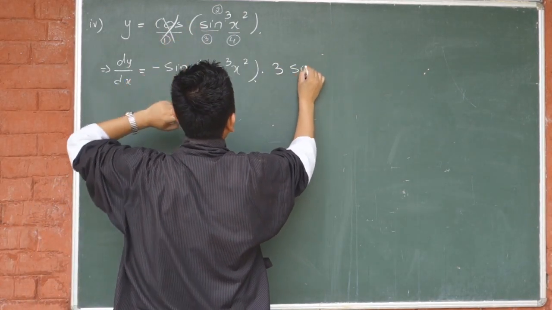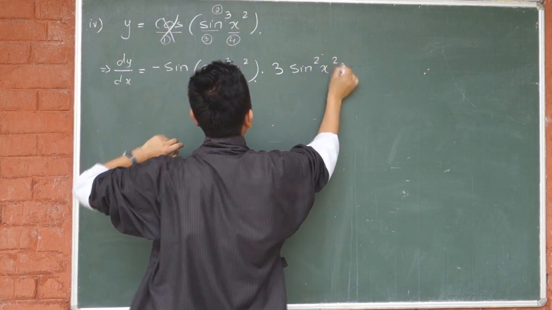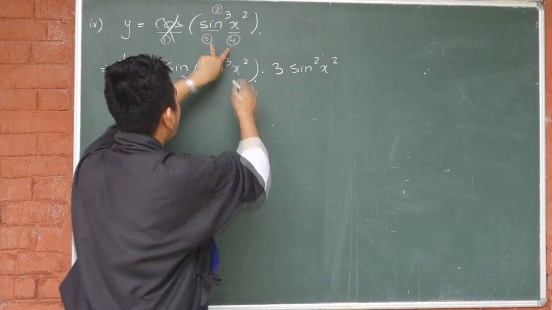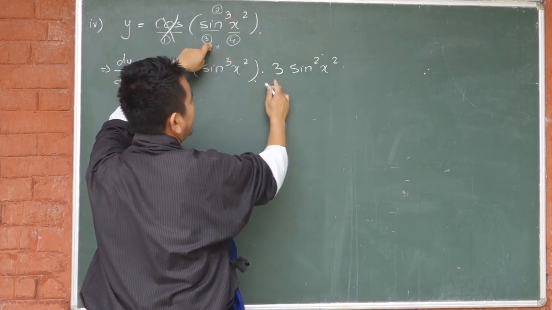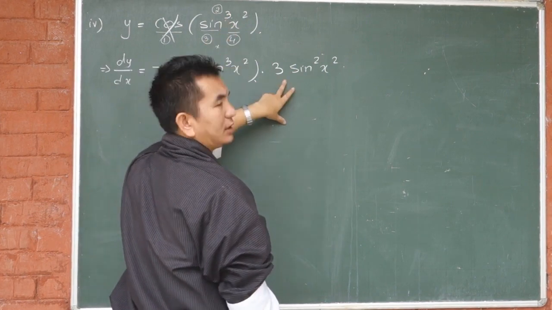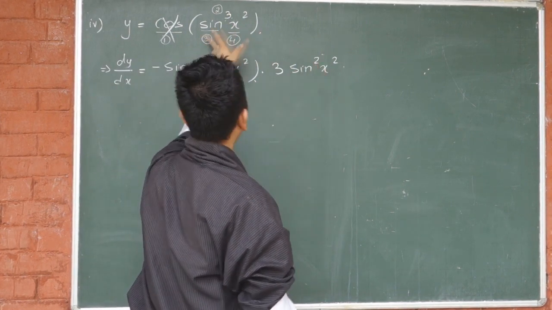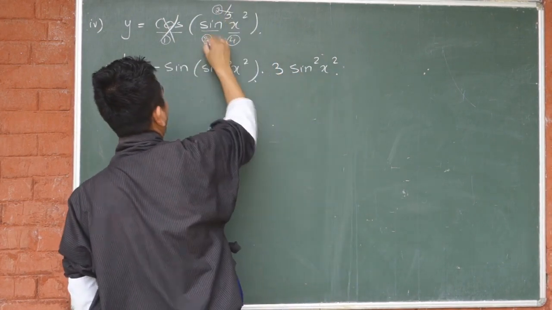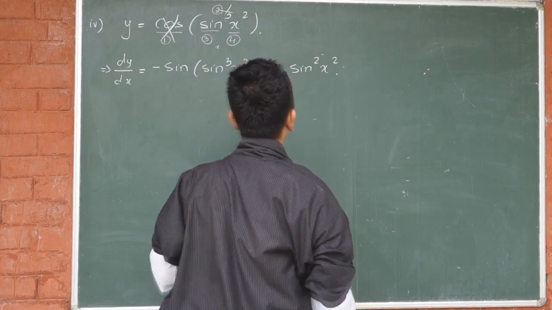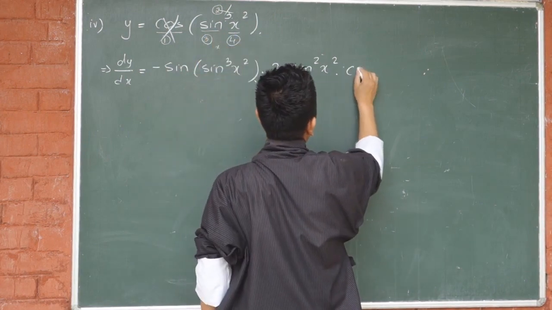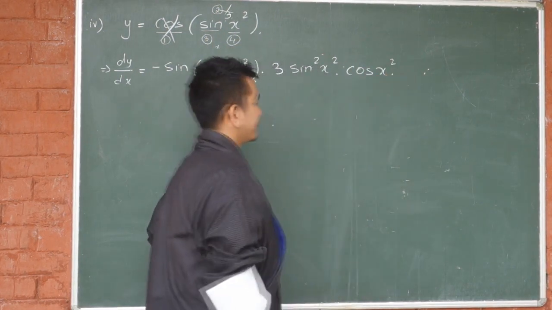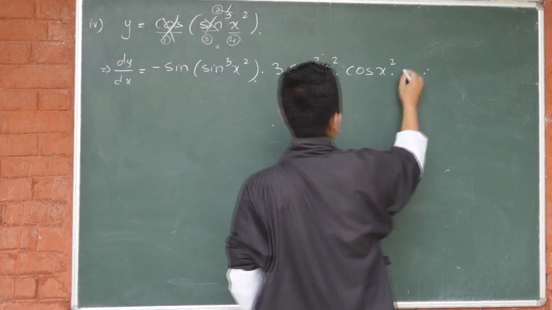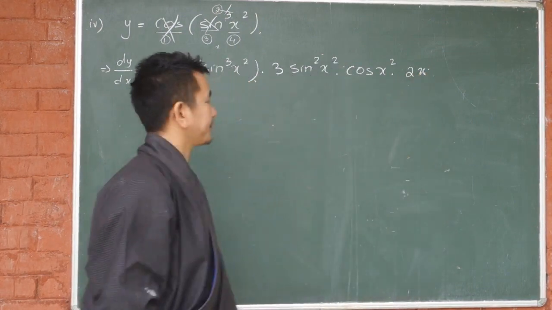That means 3 sine square x square. Wait, as in this one, the third and fourth is an x. What's the differentiation of x cube? 3x square, isn't it? 3 will come in front. Then 3 minus 1 becomes 2. Then sine x square. Then next one. Now this part also is done. Go with the third one. What's the differentiation of sine x square? It is cos x square. Sine also is done. At last, we remain with the angle, which is equivalent to 2x.